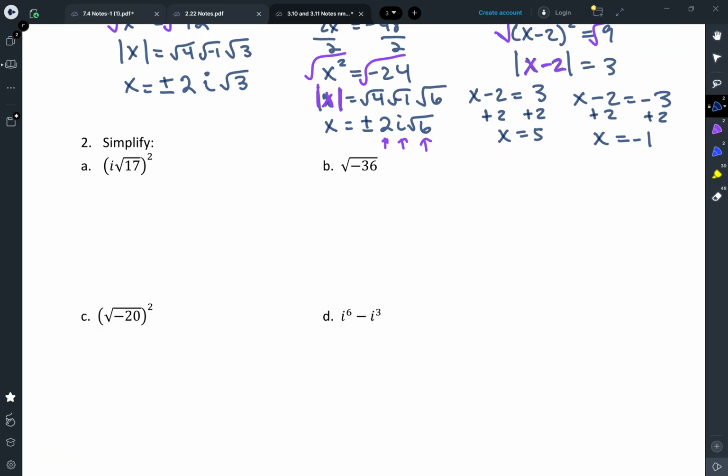So our first one, remember, distribute your squares still. So we have an i squared, and then square root and square would cancel. We'd get 17. i squared is negative 1. So we have negative 1 times 17, which is a negative 17.